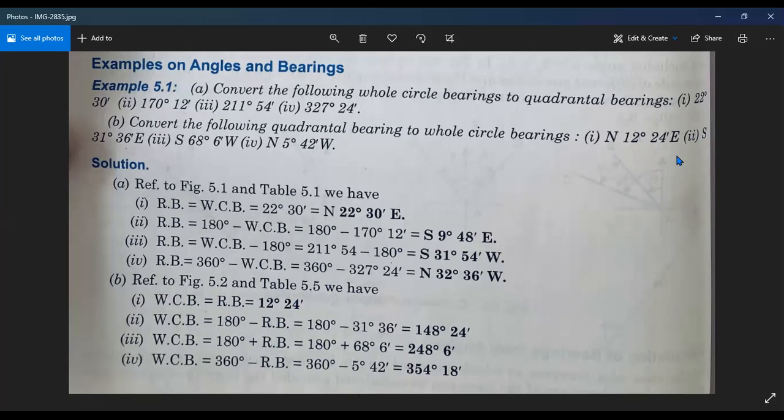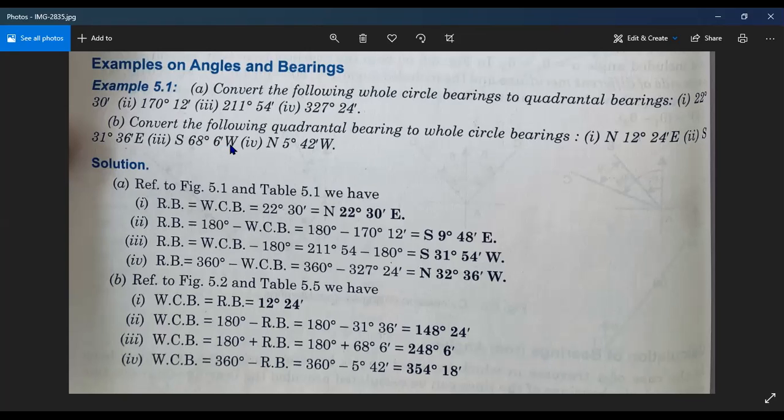Second one we have south 31 degrees 36 minutes east. So southeast is the second quadrant, 31 degrees 36 minutes. So from 180 degrees, if you deduct 31 degrees 36 minutes, you will get the whole circle bearing as 148 degrees 24 minutes. Next, south 68 degrees 6 minutes west.